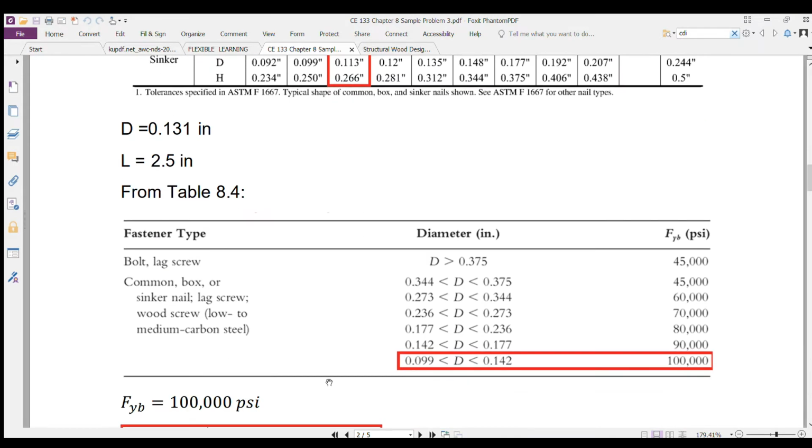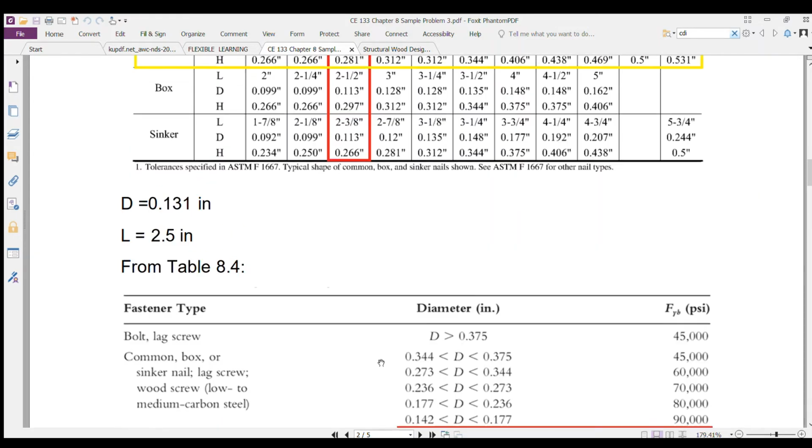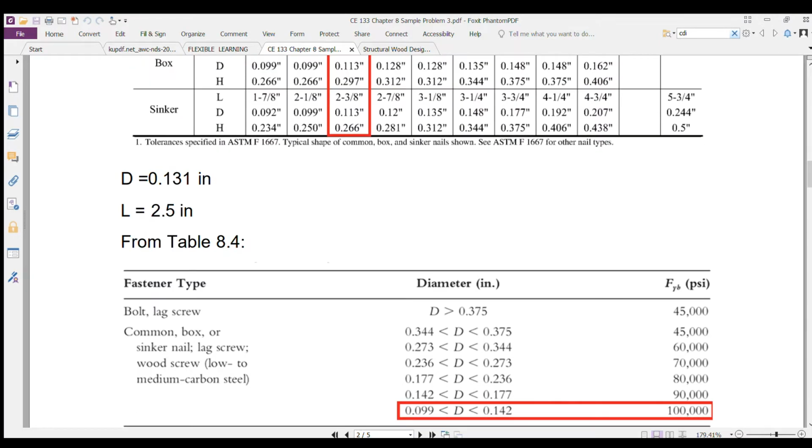Okay, so now we need to get the details from table 8.4. As you can see here, since you have a diameter of 0.131 inches, based on the different groups, in our scenario our diameter fits right in here, between 0.099 and 0.142, and it has a fastener yield strength of 100,000 psi.